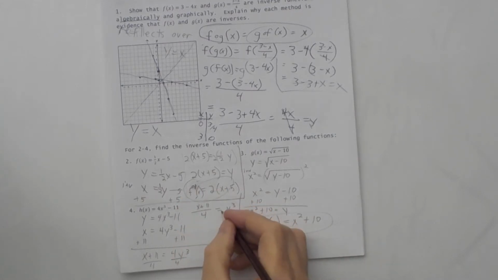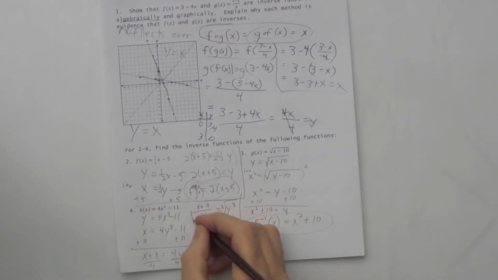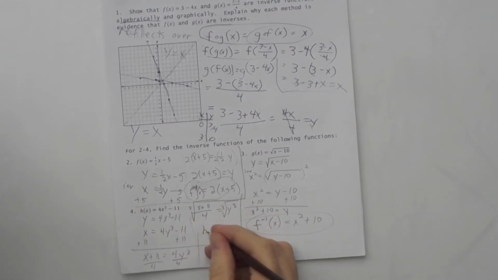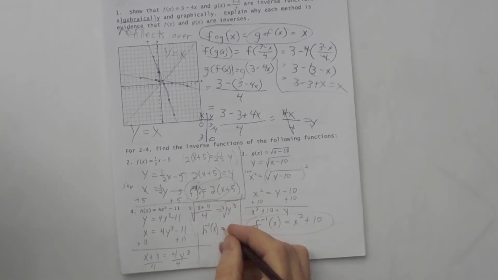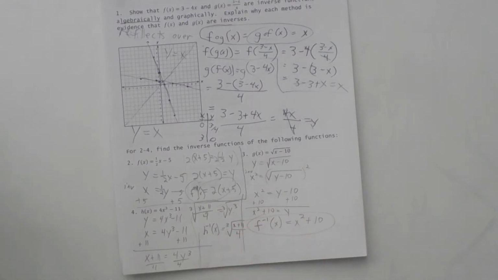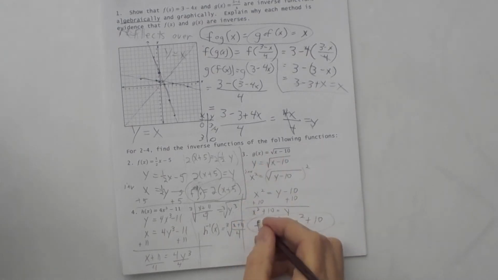And then to uncube, I'm going to take the cube root of both sides, and I'm going to go with my function notation now and write h inverse, the inverse of h of x, is equal to this right here. That's how we got y by itself there. The cube root of x plus 11 over 4. I just noticed when I did this should be a g here. Alrighty.